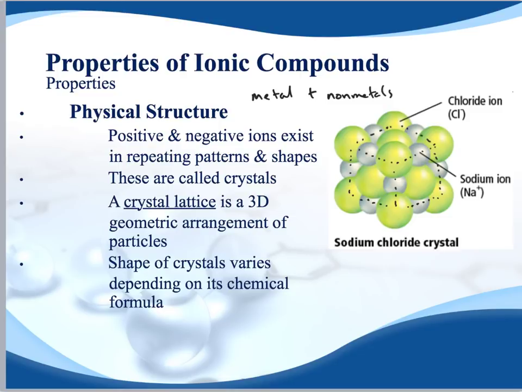So this is nice because I have a 1-to-1 ratio of my compound, NaCl, 1 sodium to 1 chlorine. But if you had something, say, like what we saw in one of the previous slides, aluminum oxide, Al2O3, that's not going to fit conveniently into this kind of structure, so it's going to have some other kind of shape.